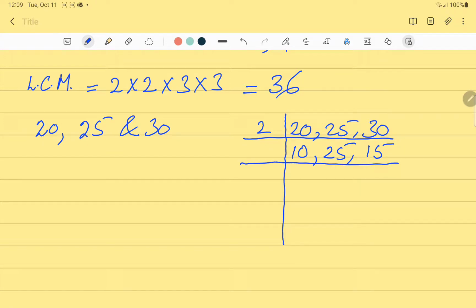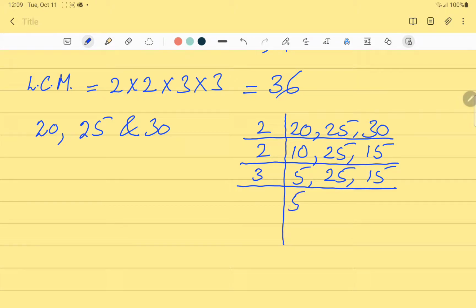Still we have a number which is 10, which is divisible by 2. So we will write here 2. 2 5s are 10. And the remaining two numbers will be as it is because they are not divisible by 2. Now it is obvious that neither 5 nor 25 nor 15 are divisible by 2. So we will move on to our next prime number, which is 3, and check if any of these numbers is divisible by 3. Yes, 15 is divisible by 3.